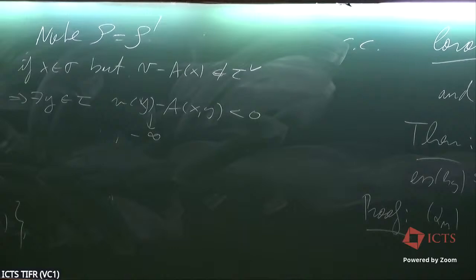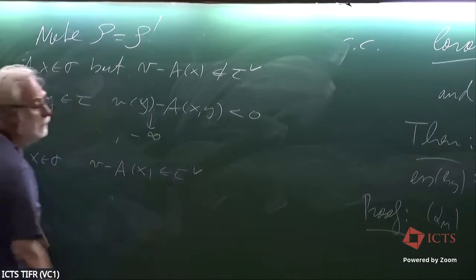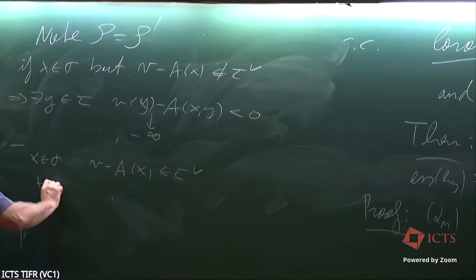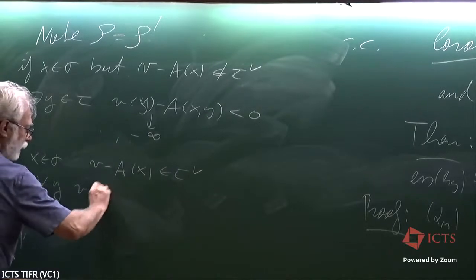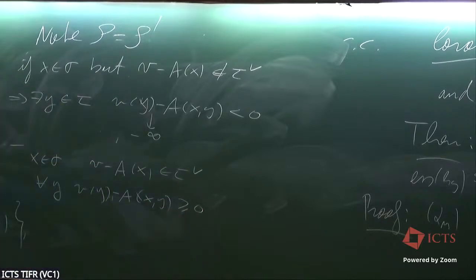But if x belongs to sigma and b minus a of x belongs to tau dual, then for all y, b of y minus a of xy will be bigger or equal than 0. Since here I am taking the infimum, and the only part that depends on y is this part here, and it is positive, the infimum will be achieved when this quantity is 0. And this is achieved as 0 at y equal to 0. But if I put y equal to 0, I get exactly the original problem. So you see that these two problems are exactly the same.